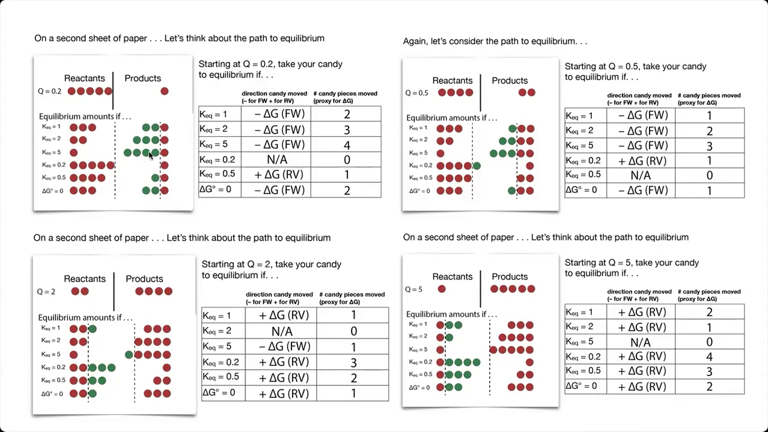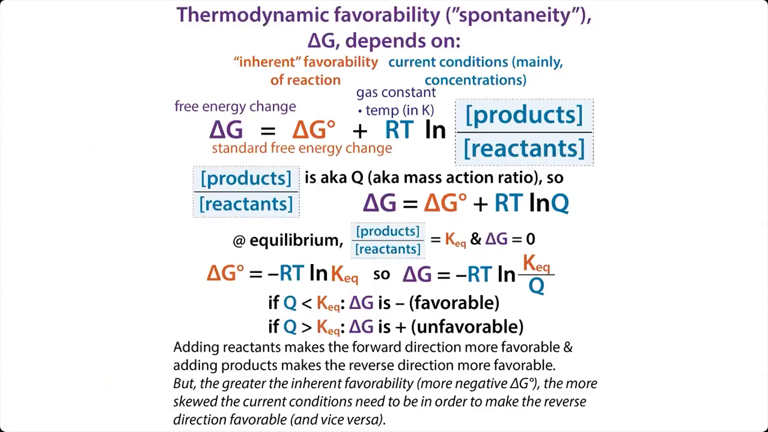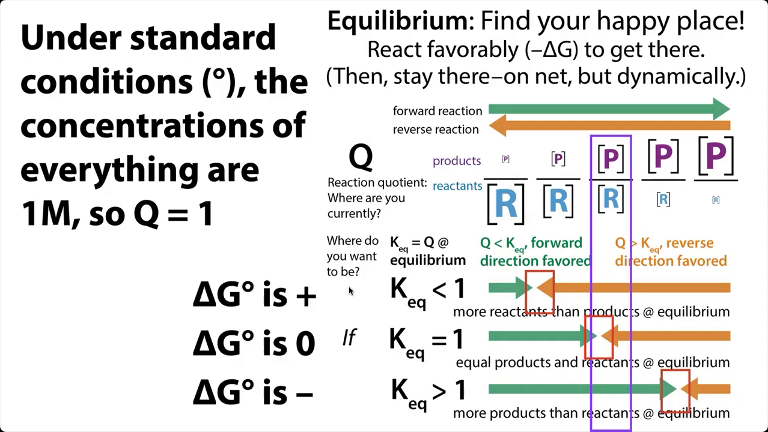But you can see that the further you are from that equilibrium, the more pieces of candy you're going to have to move, the more energy you would release in order to reach equilibrium, or the more energy it would take to get away from that equilibrium. So we have this direct relationship between the KEQ and the delta G naught. The delta G naught, remember, is the energy from going from our standard conditions to where we would be at equilibrium. That's the energy that's given off.